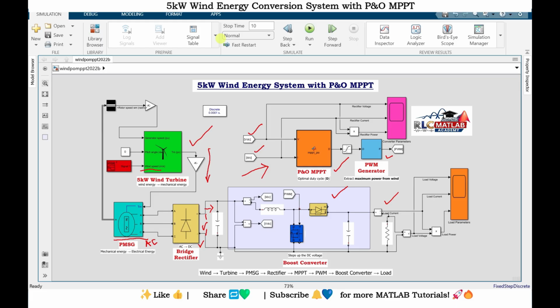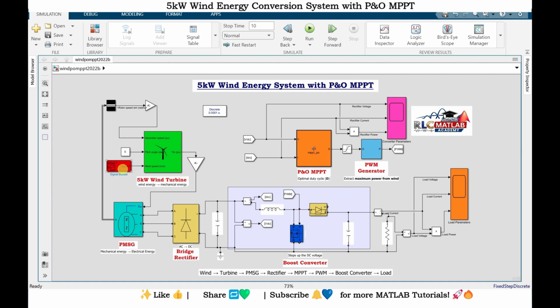That means the boost converter steps up the DC voltage. This is the input side voltage, and this is the output side voltage. The output side voltage will be increased. Voltage is directly proportional to current, so when these two increase, power also increases. Whatever we give on the input side, for example a 5 kilowatt wind turbine, we need to achieve maximum power extraction from the wind, almost 4 to 5 kilowatt. That is our main aim by using this PO MPPT control. This is the concept. Now we are going to discuss block by block.